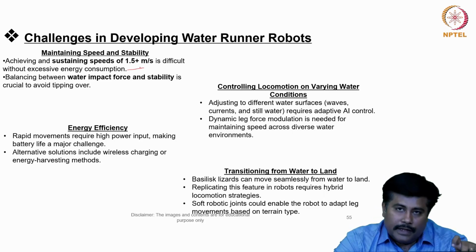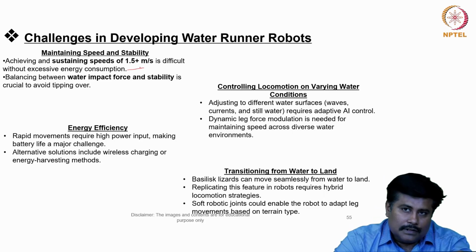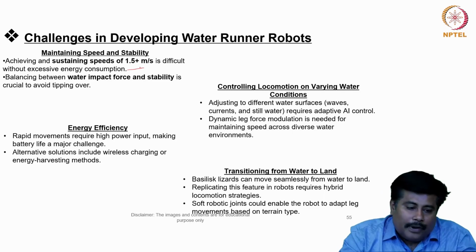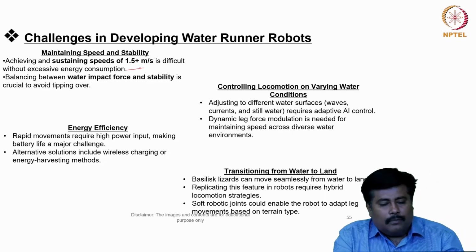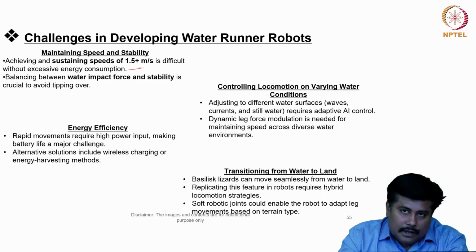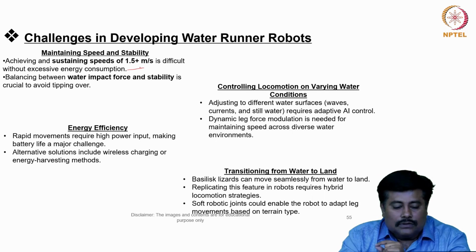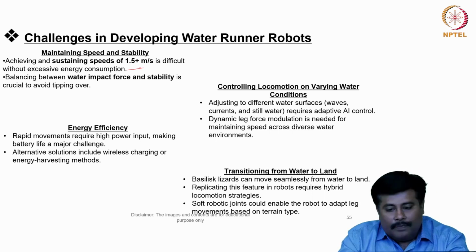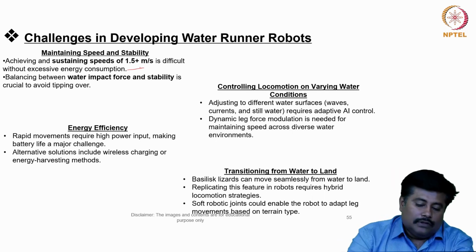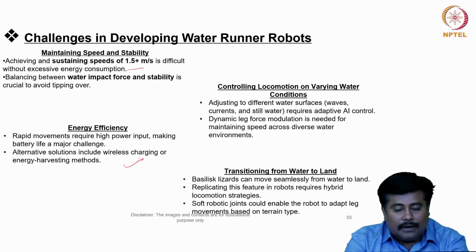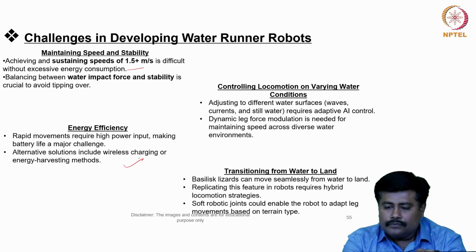Next, from an energy efficiency point of view, which is one of the key challenges involved in such a water runner robot, rapid movement requires a high power input, making battery life a major challenge. One important aspect is the alternative solution, which includes wireless charging or an energy harvesting mechanism. So this is one of the potential challenges which can be addressed by energy efficiency.